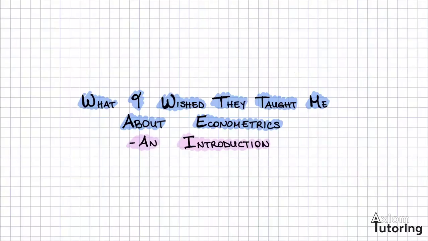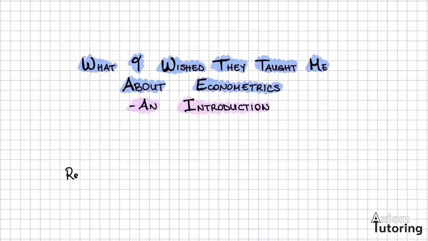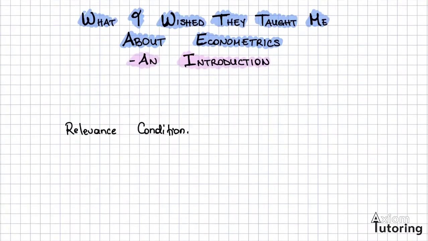In this video, we're going to talk about the first condition for what makes a good instrumental variable, and that is the relevance condition. The question is simple. Does the instrument actually affect the x?